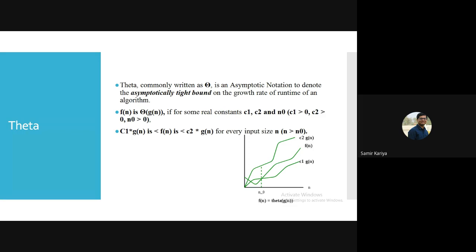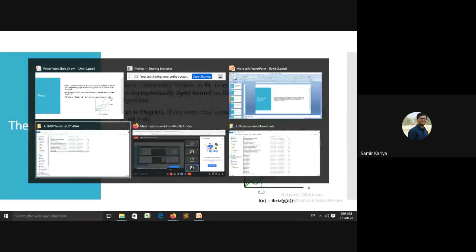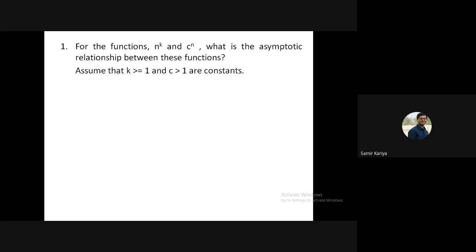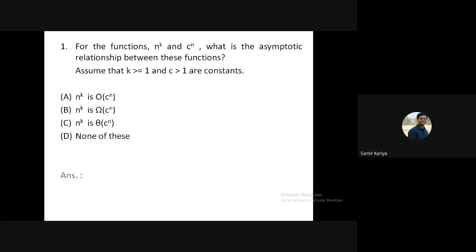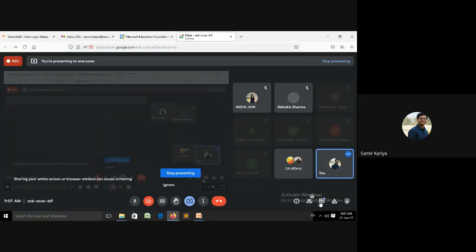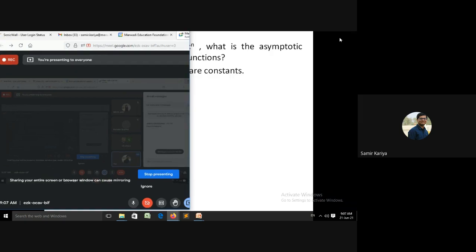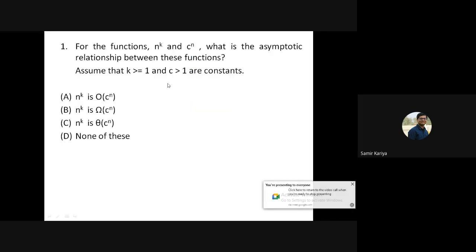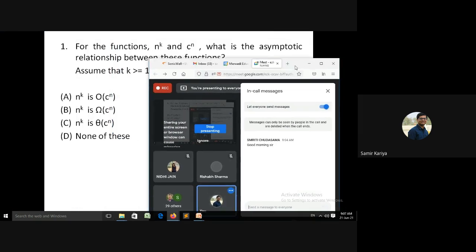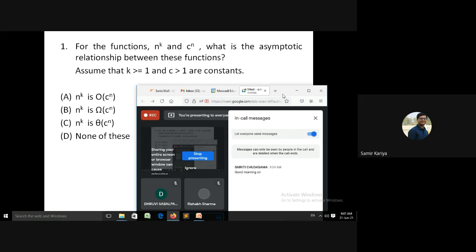But before that, let's solve one or two questions. All of you try to solve this question and give me the answer in the chat box, just A, B, C, D.